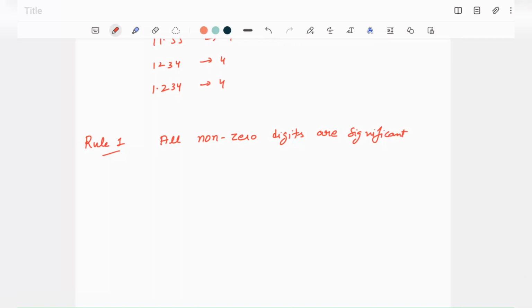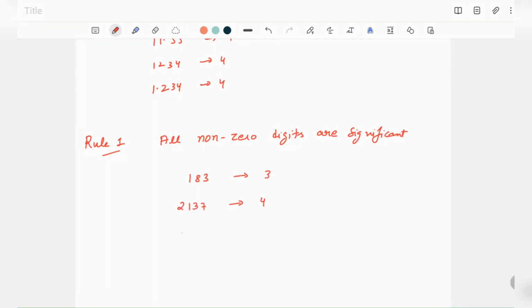Again, let's see some examples. Non-zero, remember that, not zero digits, non-zero. So if I give you the example 183, how many significant figures are there? Answer is 3, because there is no 0 and all the digits are non-zero. If I give you the example 2137, the answer will be 4. There are 4 significant figures, very easy to understand. There are 4 non-zero digits.